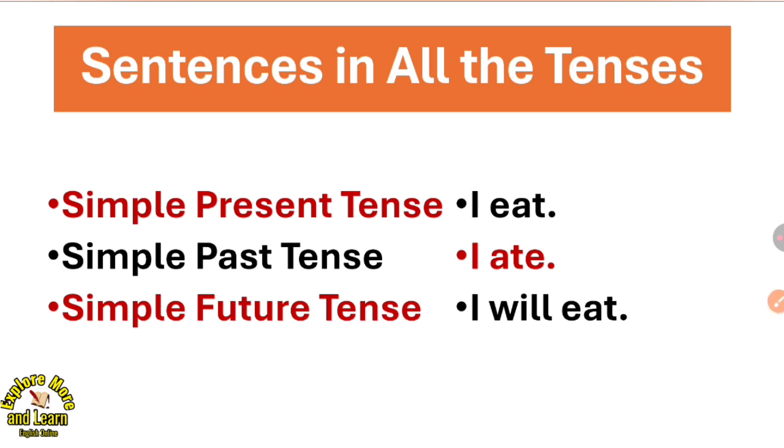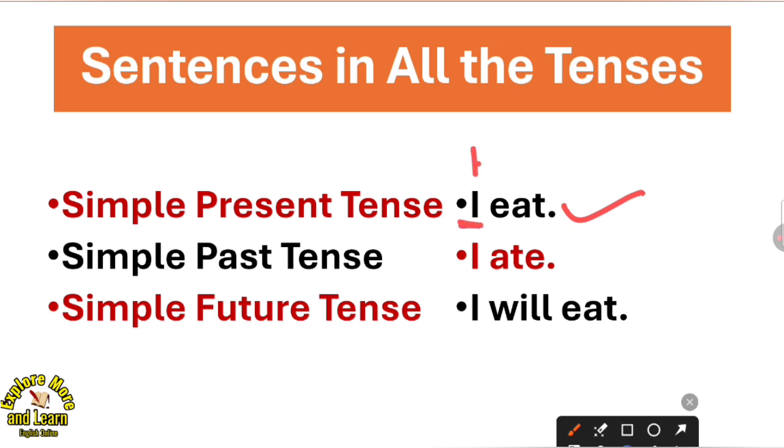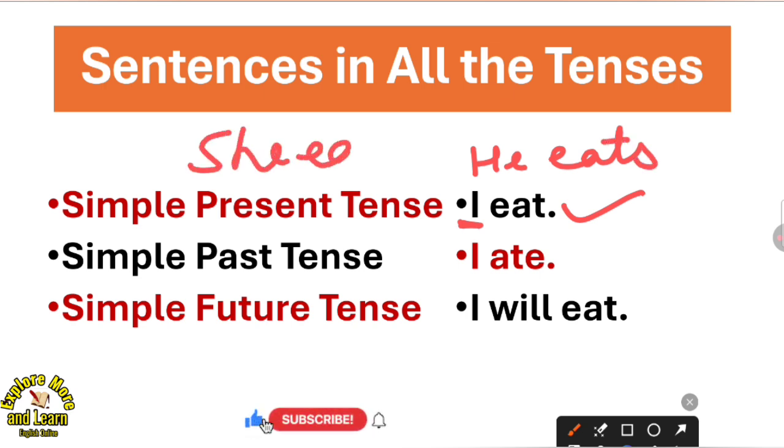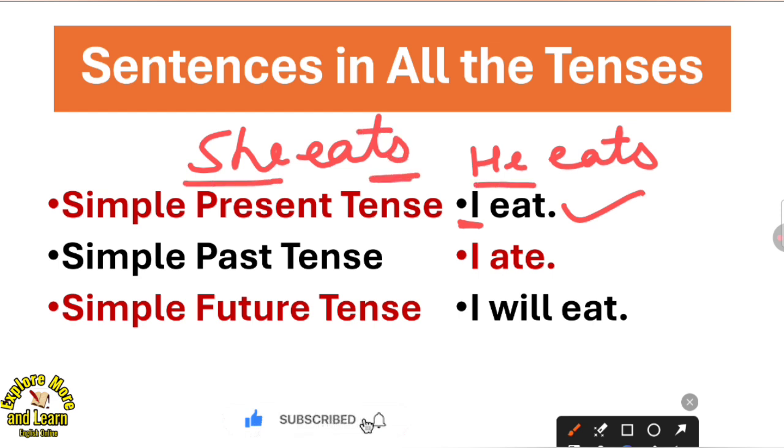Got it? So, in simple present tense, I eat, because it is I. If it is he, then you will say he eats. If it is she, then you will say she eats. Simple. So with he, she, you will add s here. Otherwise with I, we, you, they, you will say I eat, he eat, you eat, we eat.